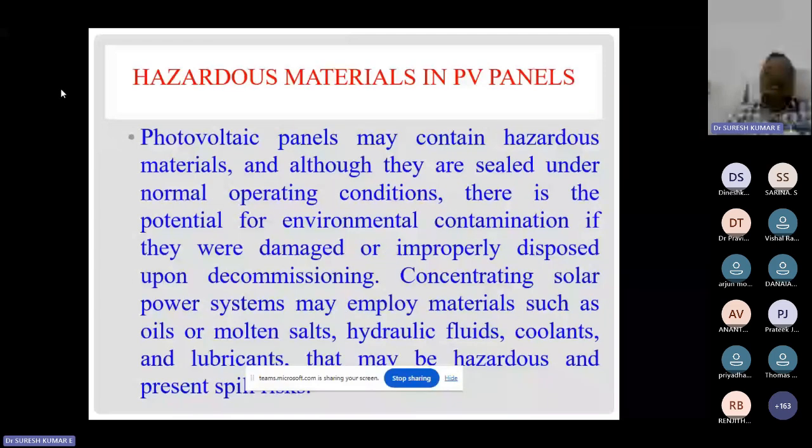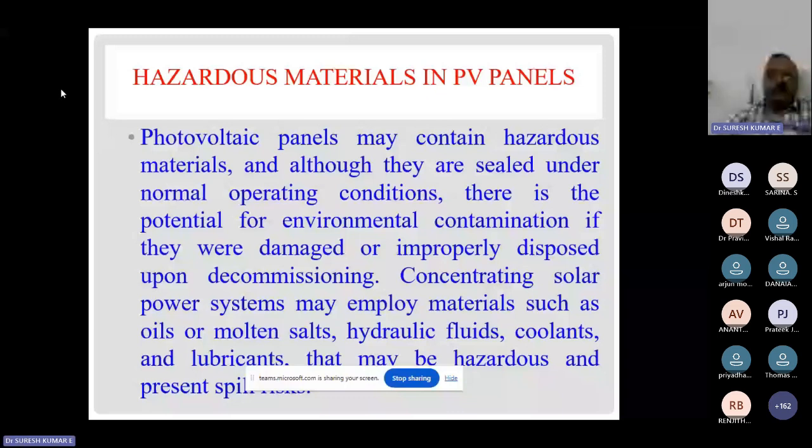Now we'll see again the hazardous materials used in PV panels. What are the hazardous materials? Photovoltaic panels contain hazardous materials, and actually they are sealed under normal operating conditions, in an encapsulant. There is the potential of environmental contamination if they are damaged or improperly disposed of upon decommissioning. At the time of decommissioning, it is like throwing away a fluorescent lamp. We should carefully decommission it. We should not throw it. If we throw it, we know what happens.